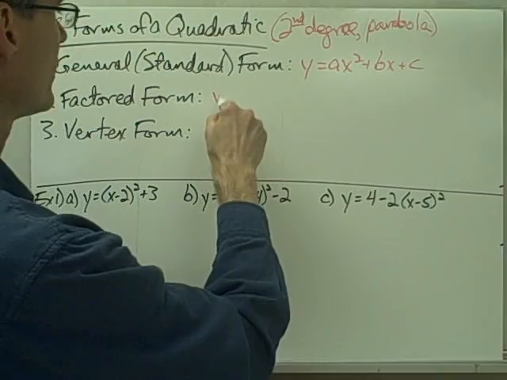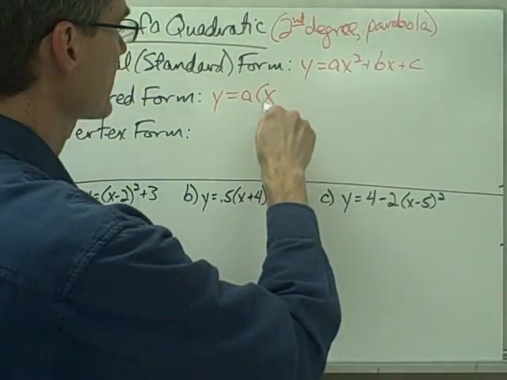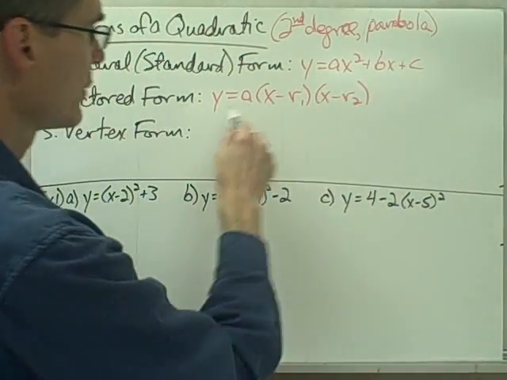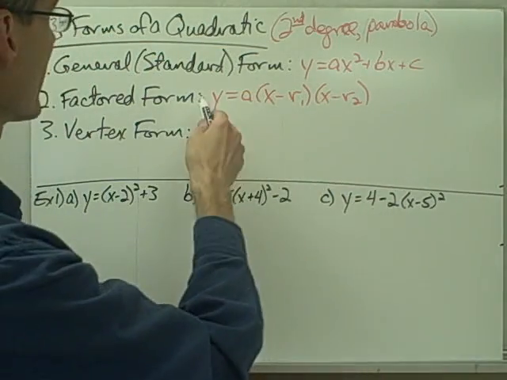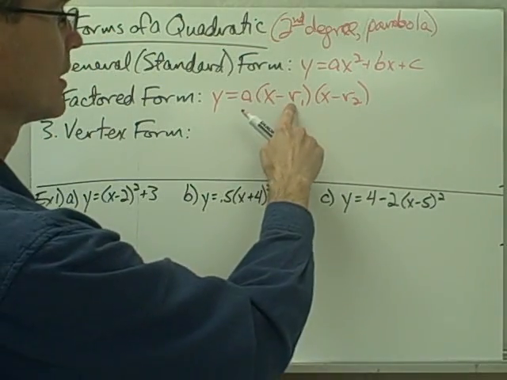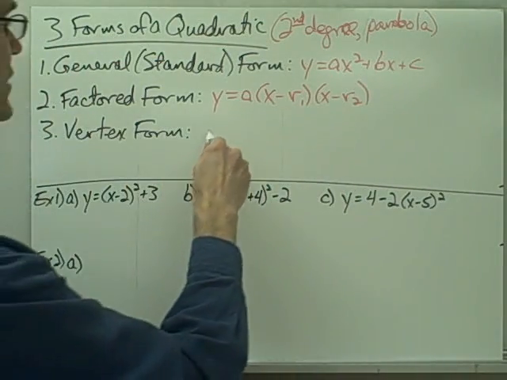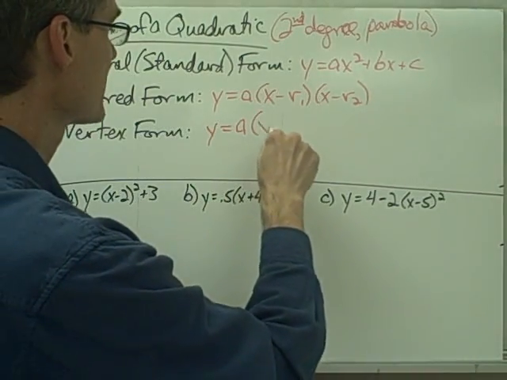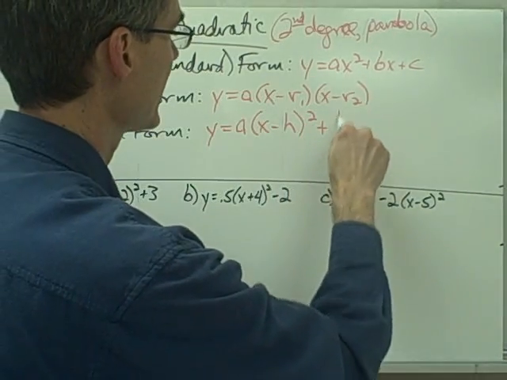The factored form we've looked at also is a times x minus r1 times x minus r2. And we've already seen this factored form with polynomials of any degree. And for a quadratic polynomial, since I know I'm only going to have two roots because it's a second degree equation, I'm just going to have x minus r1 times x minus r2. And finally, the vertex form. The vertex form looks like this. Y equals a times x minus h quantity squared plus k.